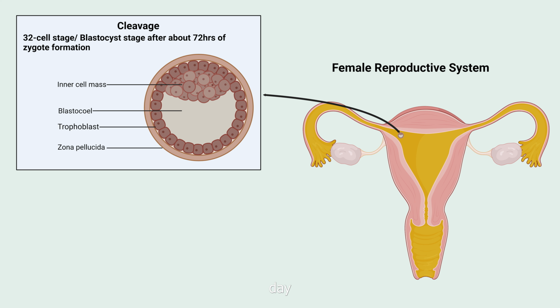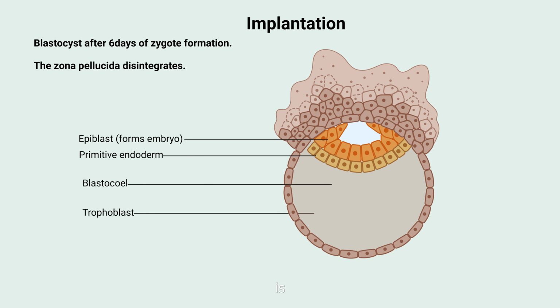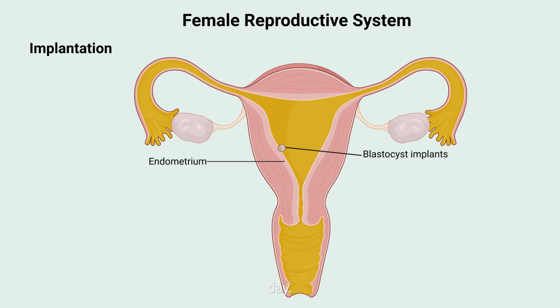On the 6th day after zygote formation, the epiblast that eventually develops into the embryo is formed in the blastocyst. Also, the blastocyst hatches in the uterus by disintegrating the zona pellucida and exposing the cells of the trophoblast, which then attaches itself to the endometrium, where it is implanted by the 7th day.